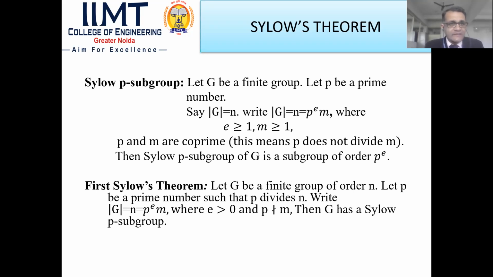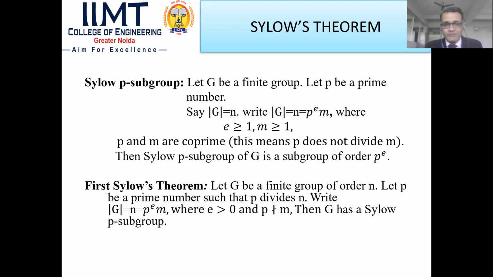First of all, we will discuss the Sylow p-subgroup. Let G be a finite group. Let p be a prime number. Say the cardinality of G is equal to n, which can be written as p raised to power e into m, where e is greater than or equal to 1, and p and m are coprime. What does it mean? It means p does not divide m. Then a Sylow p-subgroup of G is a subgroup of order p raised to power e.